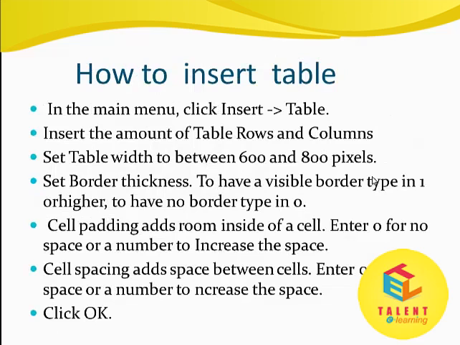How to insert a table? In the main menu, click Insert and then go to Table. Insert the number of tables, rows and columns. Set the table width to between 600 and 800 pixels. Set the border thickness to have a visible border, type in 1 or higher. To have no border, type in 0.